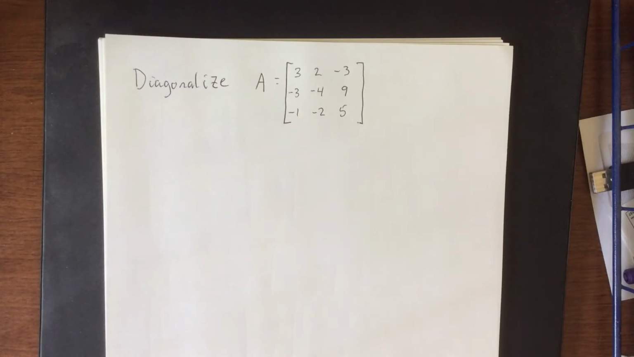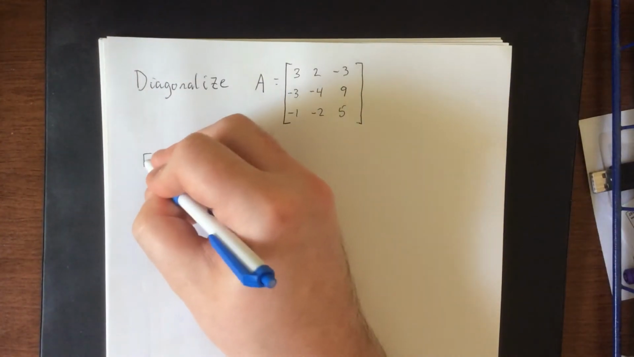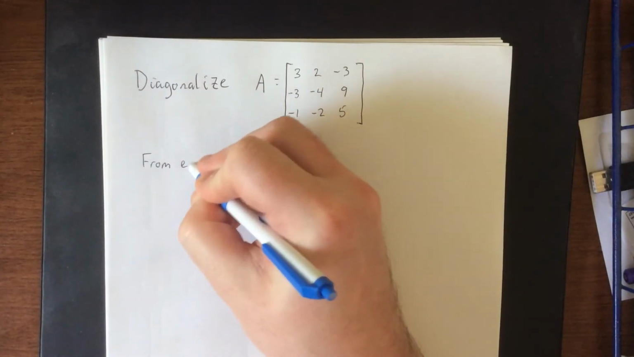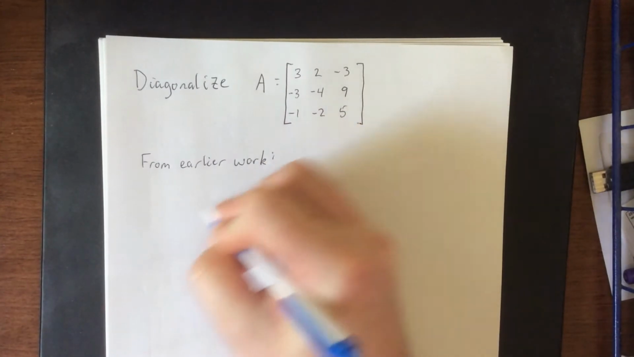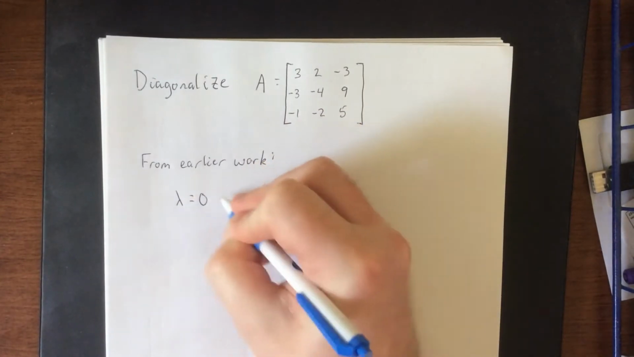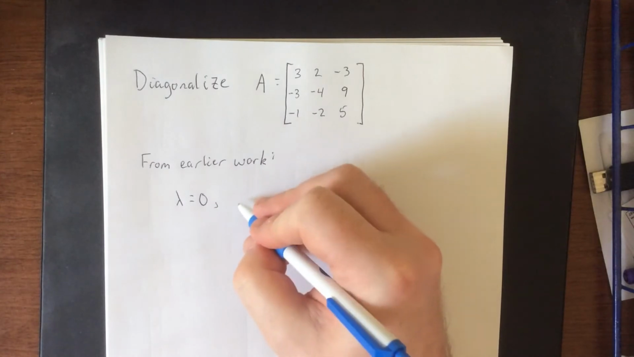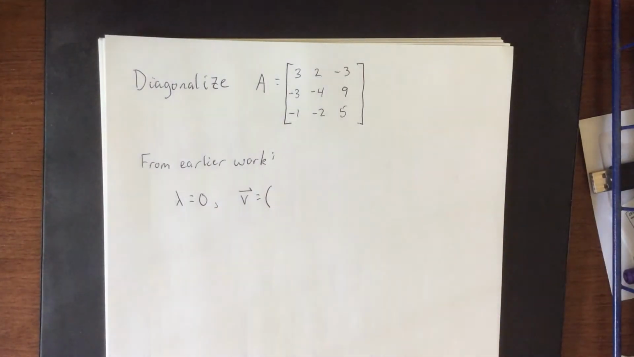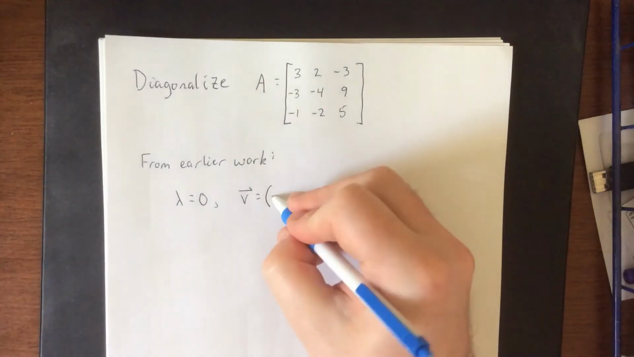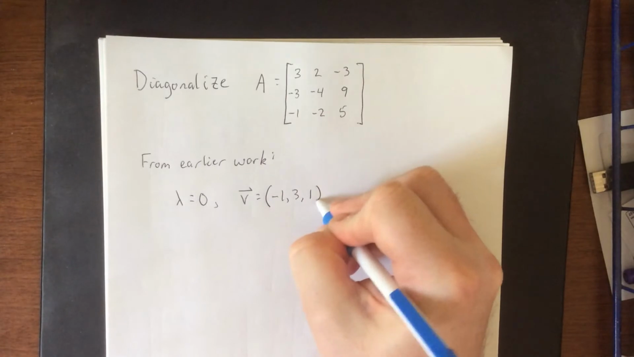Now for those that don't immediately recognize this, this was a matrix that we found all the eigenvalues and eigenvectors for in the appropriate playlist. So from that playlist, we got that lambda equals 0 was an eigenvalue, and we got the corresponding eigenvector of, let's see if I can check my work here. Oh yes, it was negative 1, 3, 1.